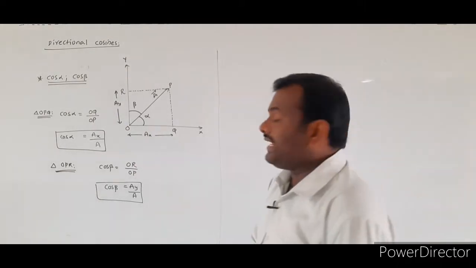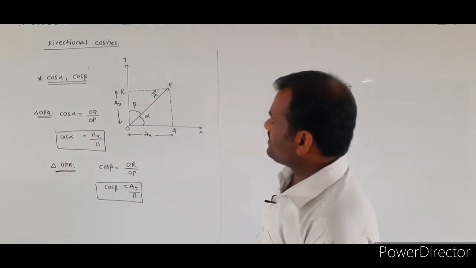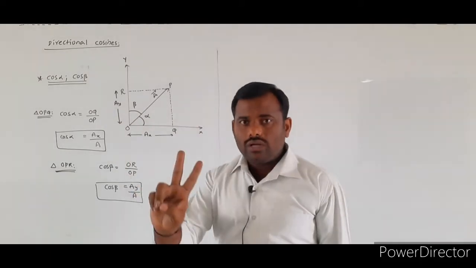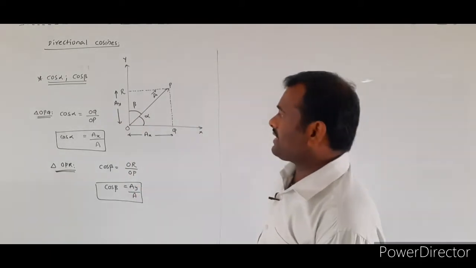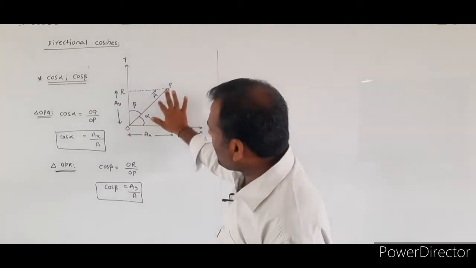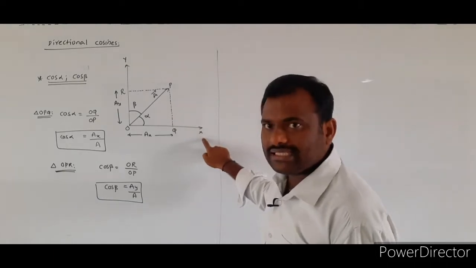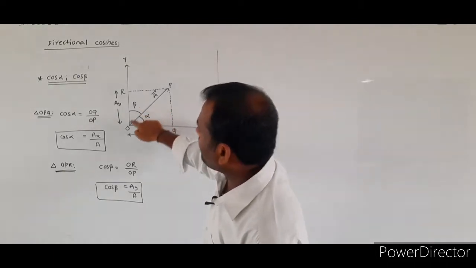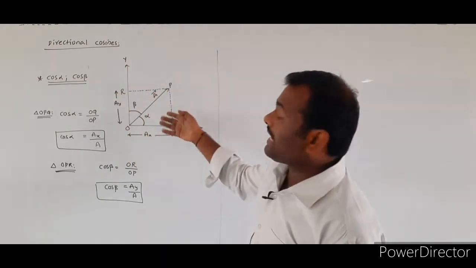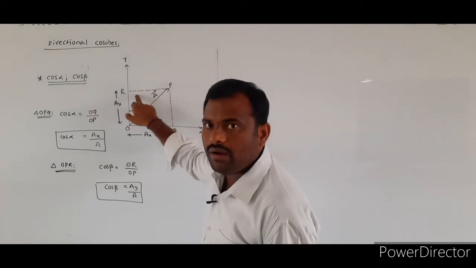Which values did we get here? Cos alpha, cos beta values. Once again, see here. If the given vector A bar is placed in the two-dimensional plane, that vector A bar is making angle alpha with respect to the x-axis and angle beta with respect to the y-axis respectively. And I calculated the cosine values of alpha, beta.